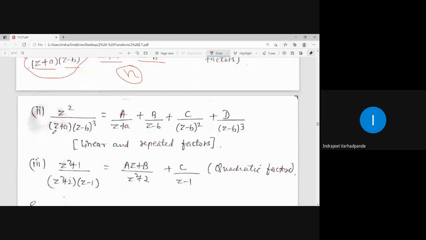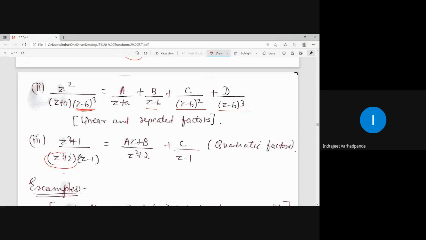For z square upon a term where it is linear and repeated, like z minus b whole square and z minus b whole cube, simplification will be done for the repeated linear factor. When it is a quadratic factor, it is Az plus B upon the quadratic factor, and C upon z minus 1, which is the linear factor. So these are the ways to resolve the given question into partial fractions as per the requirement, and we try to find the answer.